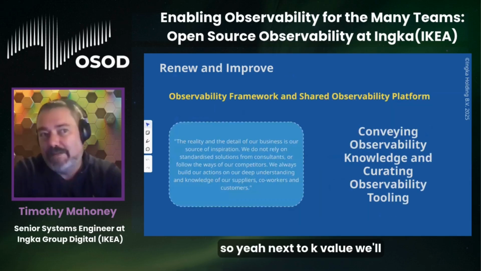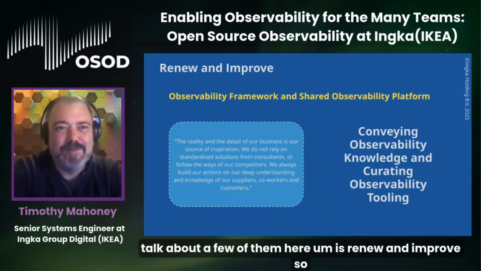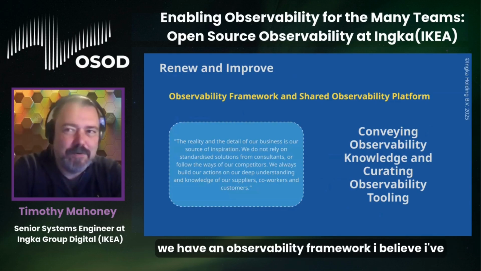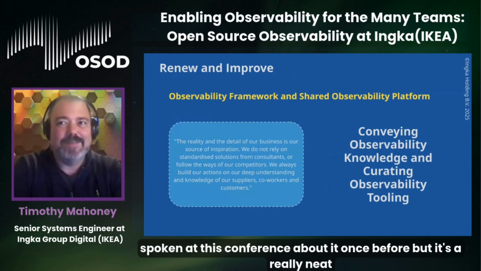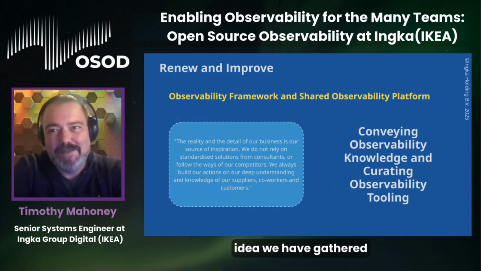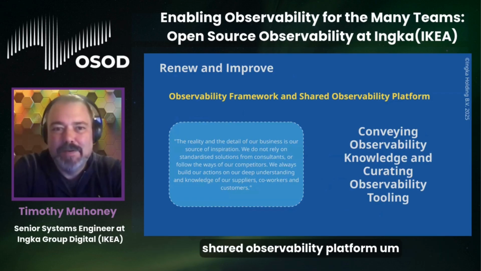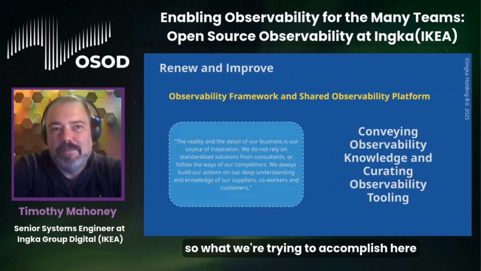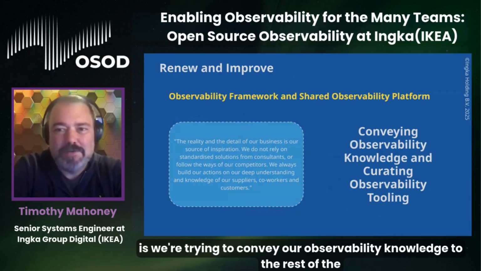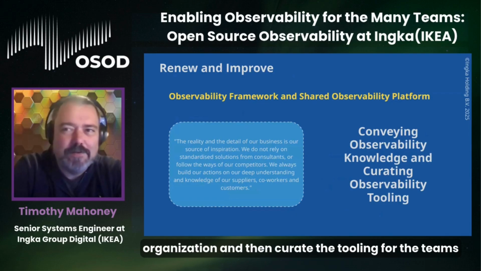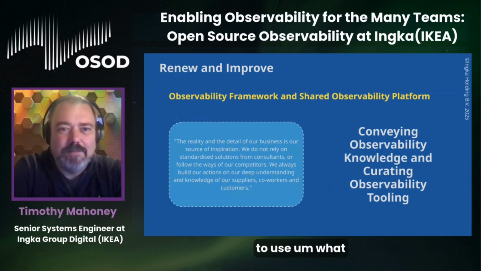So yeah, next IKEA value, we'll talk about a few of them here, is renew and improve. So we have an observability framework. I believe I've spoken at this conference about it once before, but it's a really neat idea. We have gathered all of our observability knowledge into one thing, and we have this shared observability platform. So what we're trying to accomplish here is to convey our observability knowledge to the rest of the organization and then curate the tooling for the teams to use.